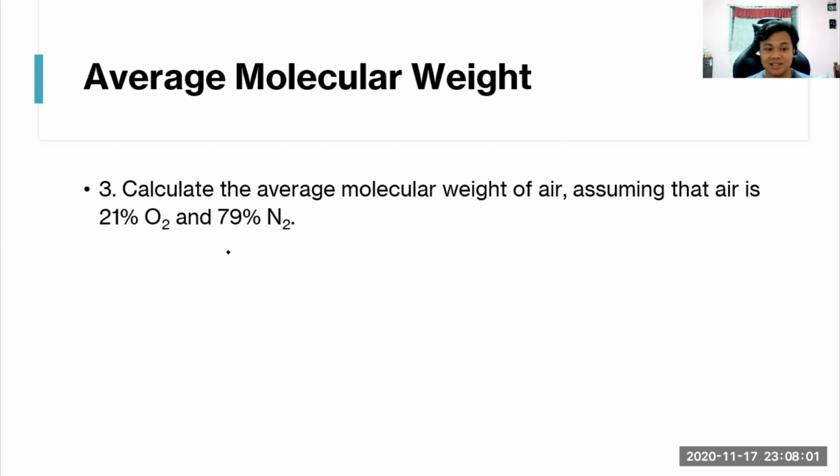So assuming that air is 21% oxygen and then 79% nitrogen. Okay, so I have discussed this in the chemistry in the atmosphere lesson. If you haven't seen it, make sure to watch it. I'll post a link in the upper right hand corner of the screen so you can watch it. So how do we calculate the average molecular weight of air? I discussed this earlier, and we will go in depth on this right now.